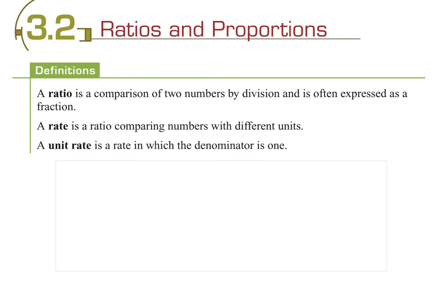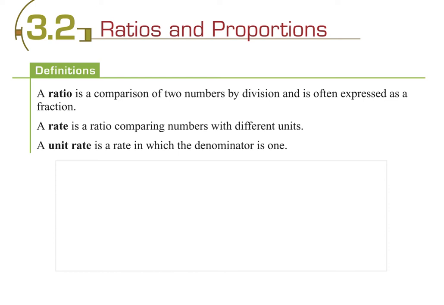Ratios and proportions. So, a couple definitions here. A ratio is a comparison of two numbers by division and is often expressed as a fraction. Not always, but sometimes. A rate is a ratio comparing numbers with different units. So if they have the same unit, it is a ratio. Usually just numbers here. A rate is when you have two different units, like price per gallon. That's a rate. Because your price and your gallon, your dollars and your gallons are two different types of units, right? And so that would be considered a rate.